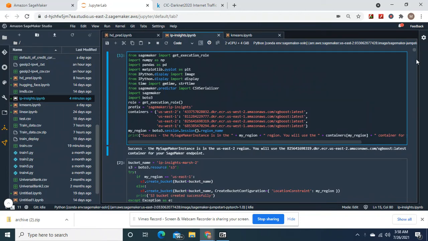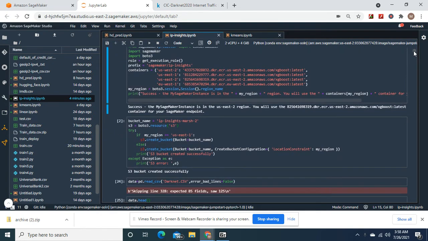Hey guys, welcome back. We're going to do the IP Insights algorithm from AWS. This determines the difference between the two distances of the IP addresses.